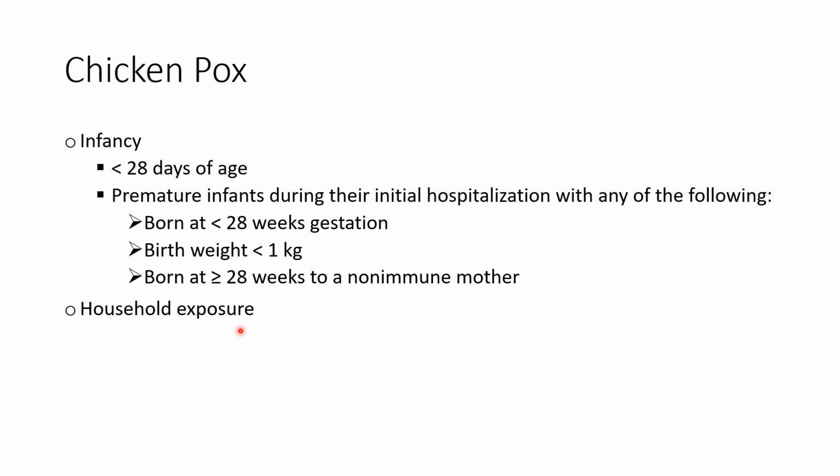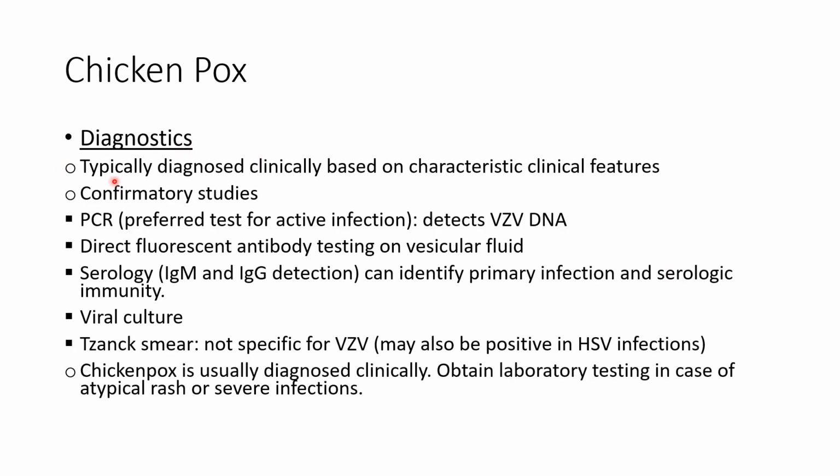These are the risk factors for severe varicella zoster virus or chickenpox virus infection. Diagnostics. Typically diagnosed clinically based on characteristic clinical features. Confirmatory studies: PCR, preferred test for active infection, detects varicella zoster virus DNA; direct fluorescent antibody testing on vesicular fluid; serology, IgM and IgG detection can identify primary infection and serologic immunity.